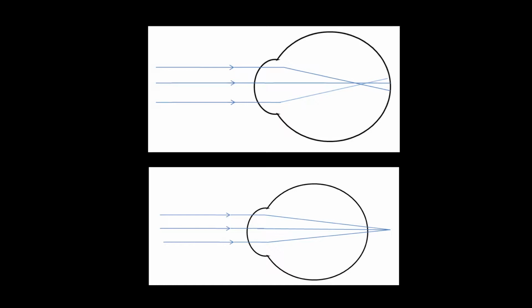Looking at the pictures, is this person nearsighted or farsighted? And how would you correct their vision with a corrective lens? Think about those questions and work on this problem with your classmates.